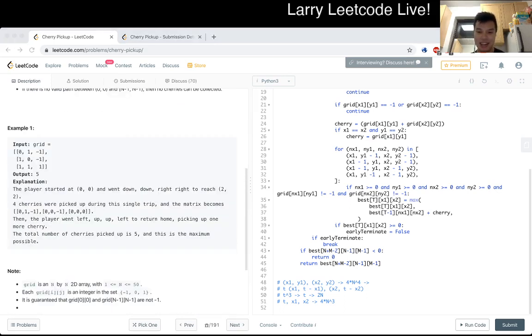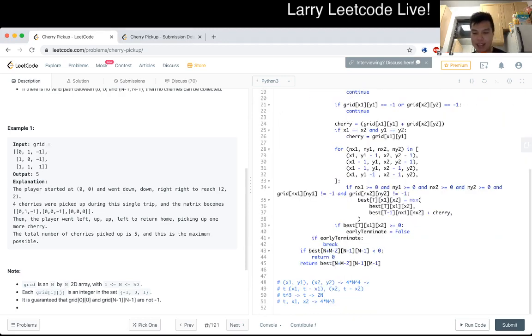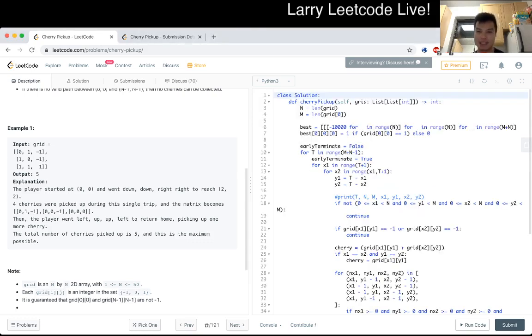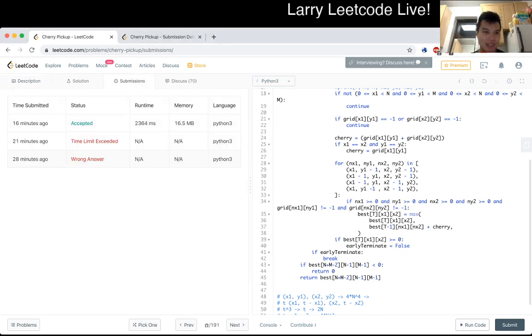One thing I would say is that this is n cube time, but you can actually do this in n square space, which I didn't do. I was thinking about doing it, but it's already a hard enough problem, so I didn't want to think about it that much.